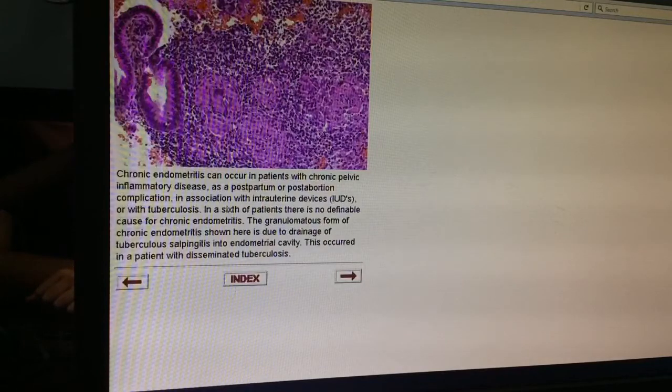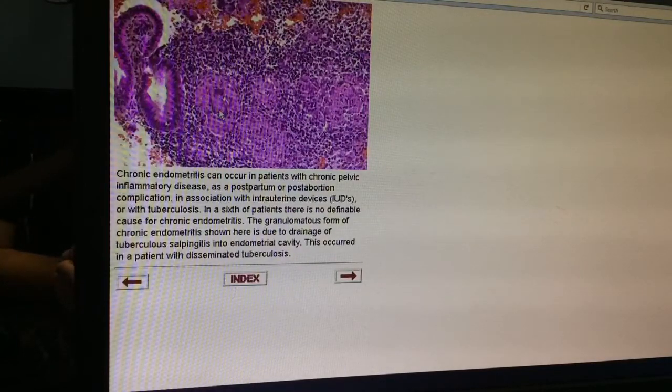Granuloma is composed of those cells, the pointer pointing at, they are called giant cells, multinucleated giant cells. And those cells are histiocytes or epithelioid cells, which are activated macrophages, and those are surrounding lymphocytes and maybe plasma cells. So this is a granuloma, and this is a TB affecting the endometrium.